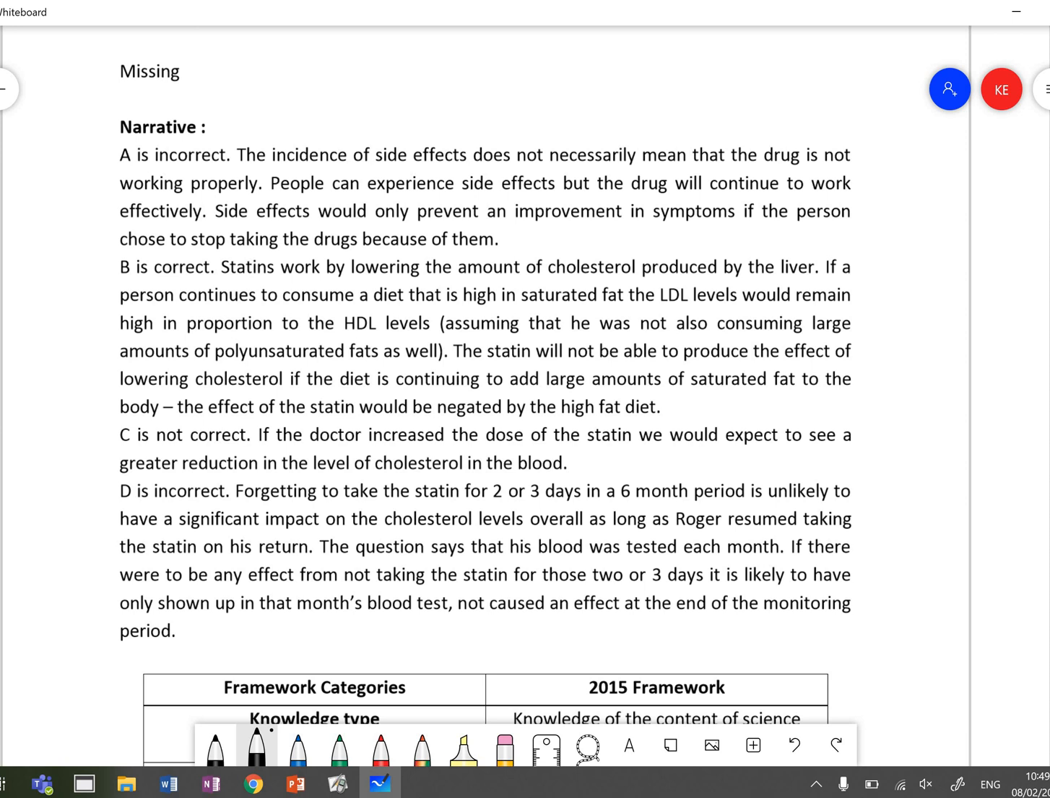C is incorrect. If the doctor increased the dose of statin, we'd actually expect to see a greater reduction in the level of blood cholesterol. And D, Roger forgot to take his statin tablets when he went away for the weekend. Forgetting to take them for just a couple of days over a period of 6 months would not have had a significant impact on his cholesterol levels.